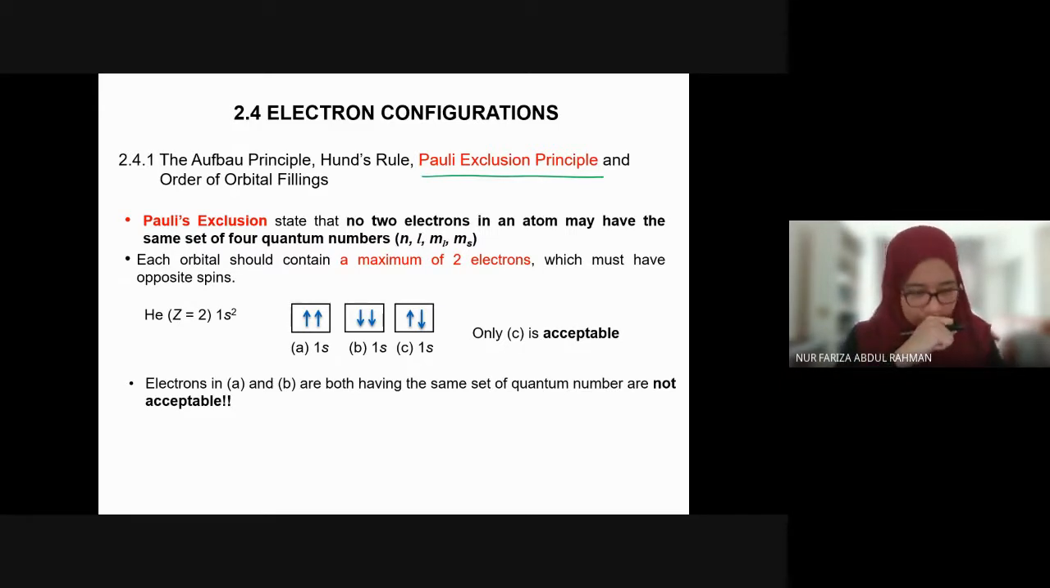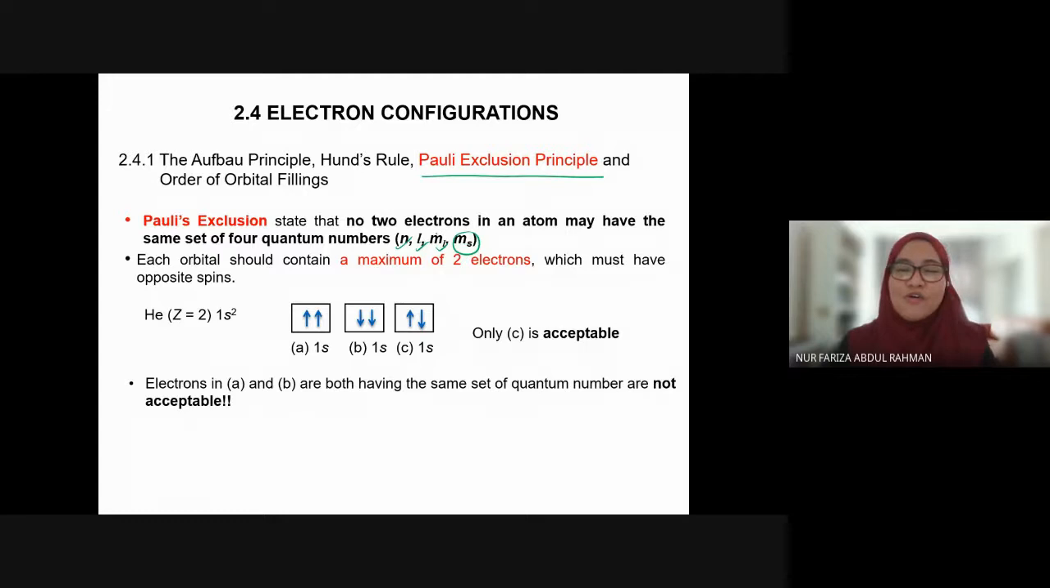Alhamdulillah. Pauli exclusion states that no two electrons in an atom may have the same set of 4 quantum numbers. I have highlighted this in the earlier slide. There are no two electrons in an atom that may have the same set of quantum numbers. It is impossible. At least their ms would be different. The n, l, ml can be the same, but ms must somehow be different.